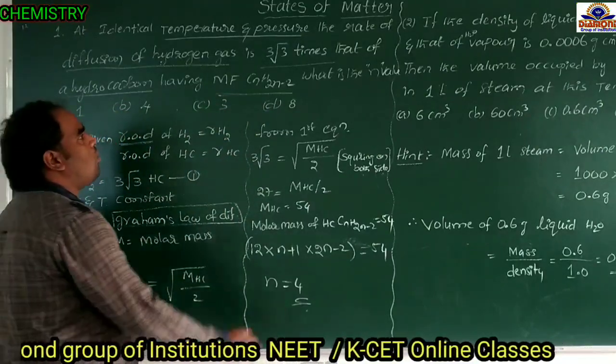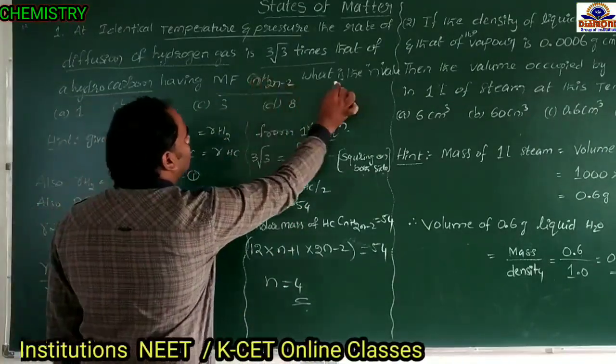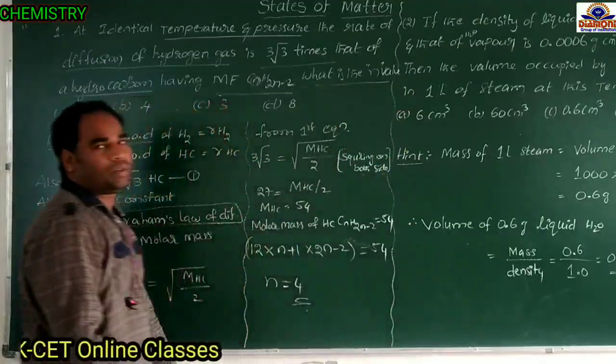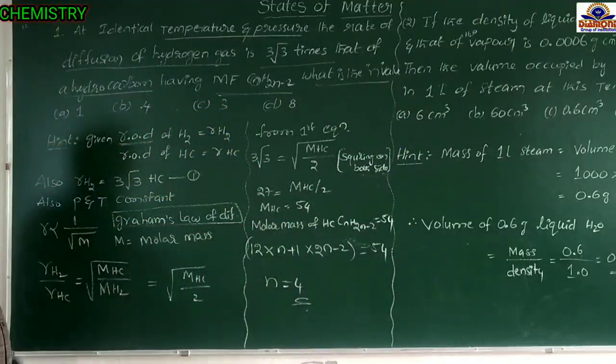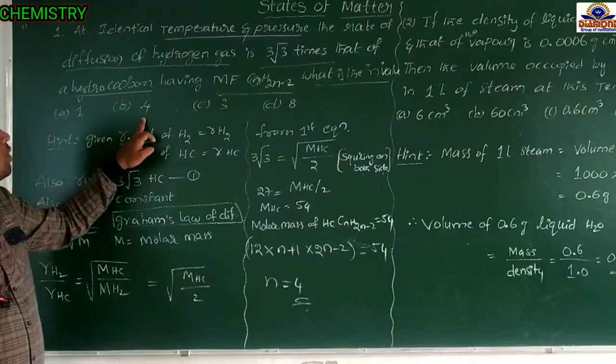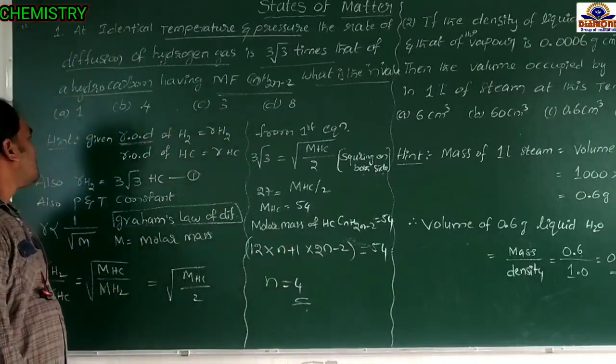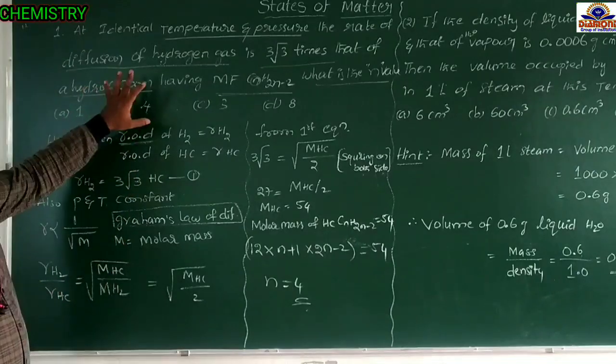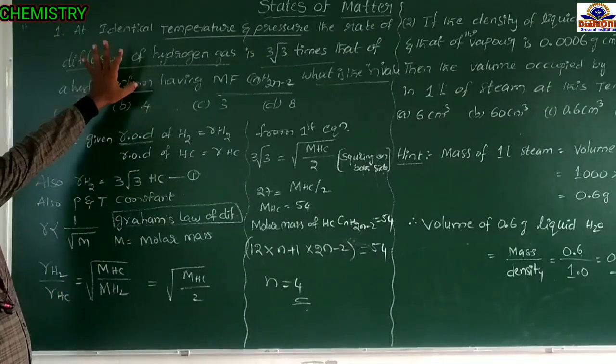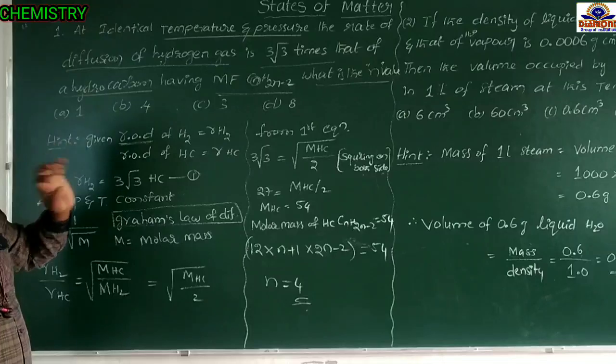What is the n value? That is the question. Option A 1, option B 4, option C 3, option D 8. So this is a hint for this question. First, from the given data, I have noted some points here.